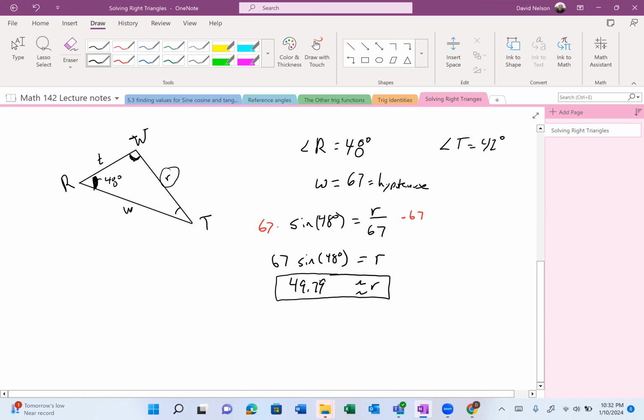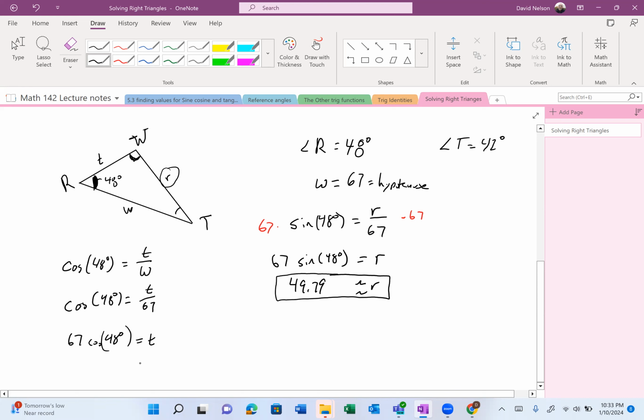And then if I want to find T, again, I'm going to stick with angle R. And T is the adjacent side. It's next to R, but it's not the hypotenuse. So I know that the cosine of 48 degrees is going to be the adjacent side, T, divided by the hypotenuse, W. So cosine of 48 degrees is equal to T divided by 67. So T would equal 67 times the cosine of 48 degrees.